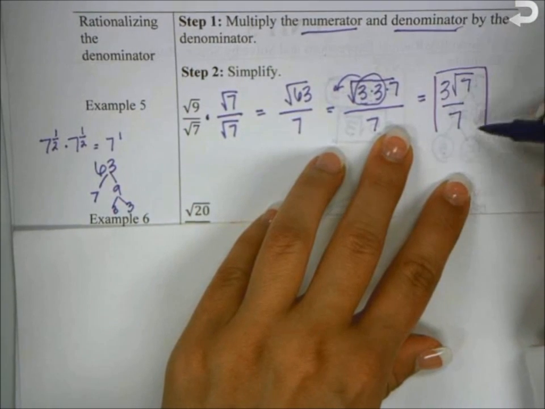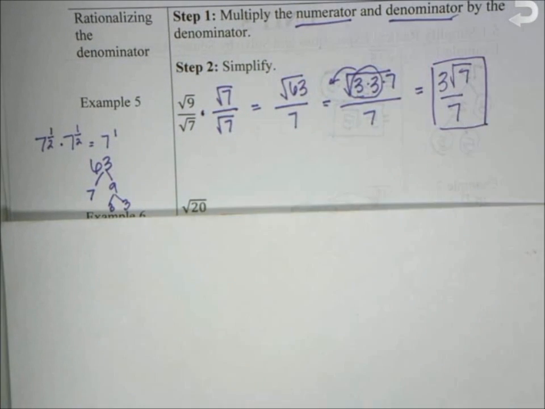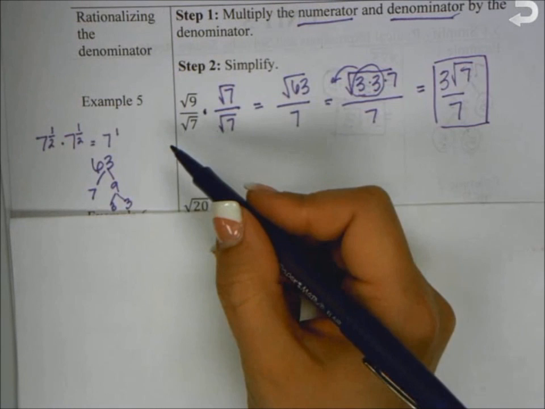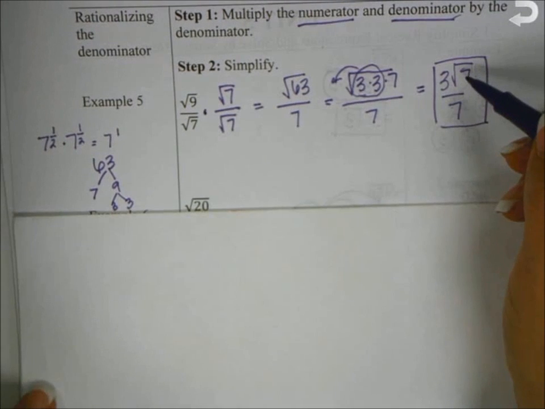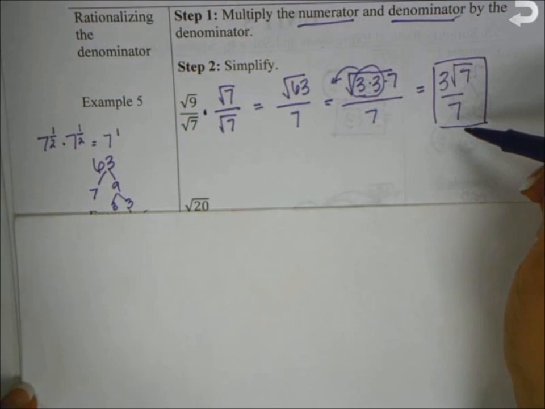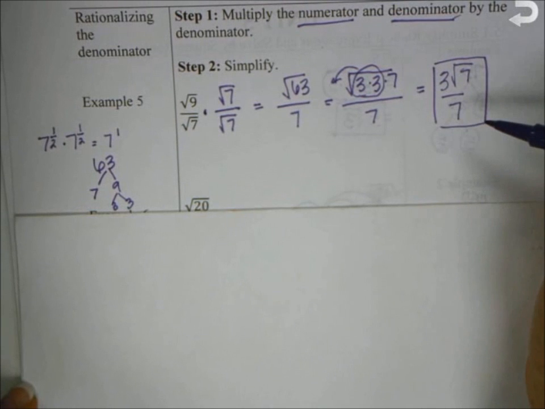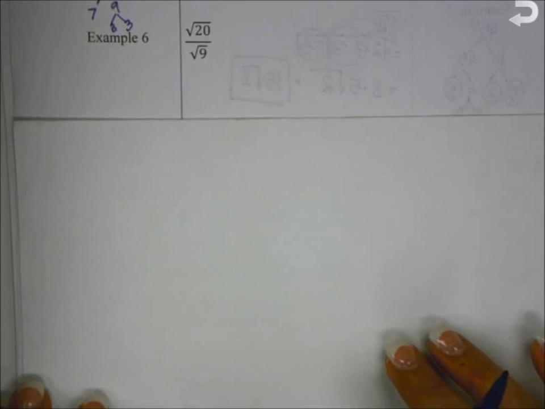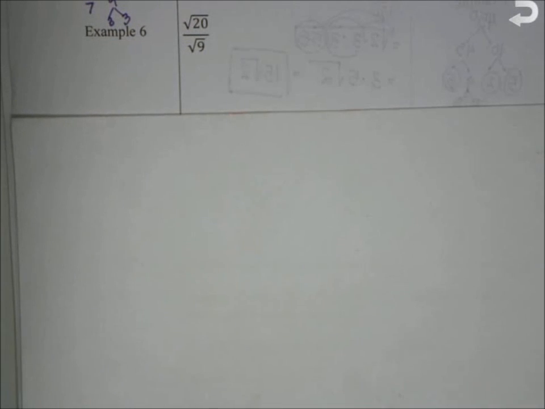Okay? So a square root in the denominator is a big no-no. We don't want that. So we have to get this denominator to be an integer. Okay? So let's try. Okay, square root of 20 over the square root of 9.